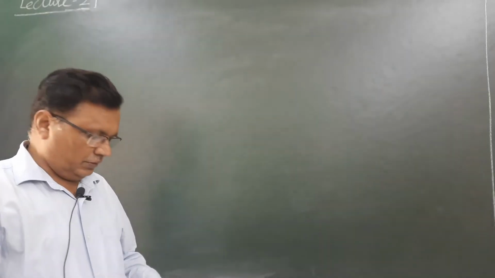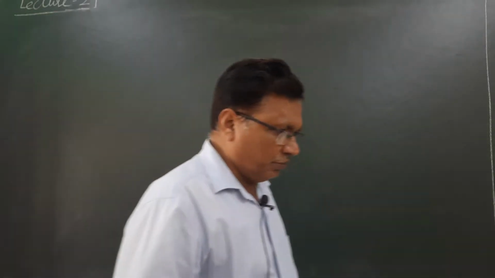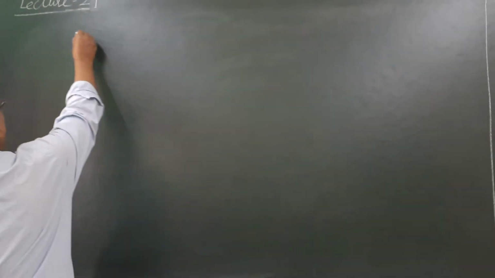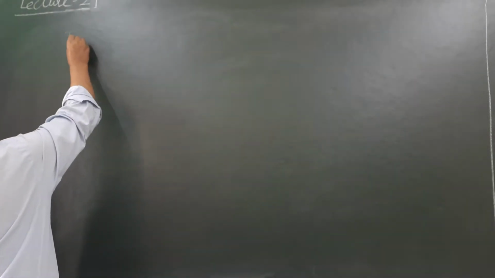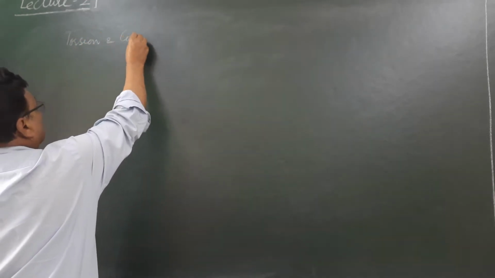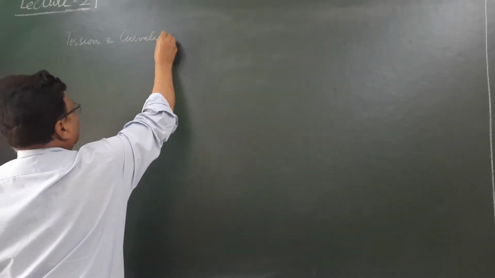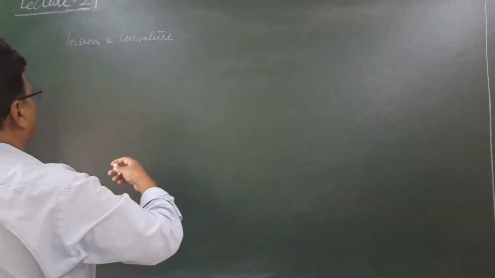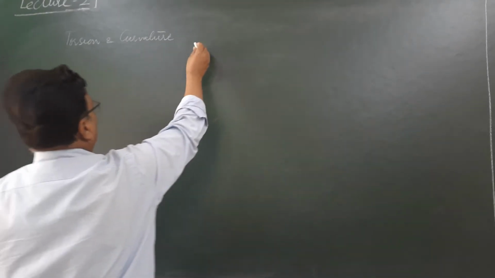So today we will be talking about two important invariants on a manifold. One is the torsion and the other is the curvature. So torsion and curvature. And both these invariants are related to a connection. When we change the connection, these invariants will change. So torsion and curvature of a connection.